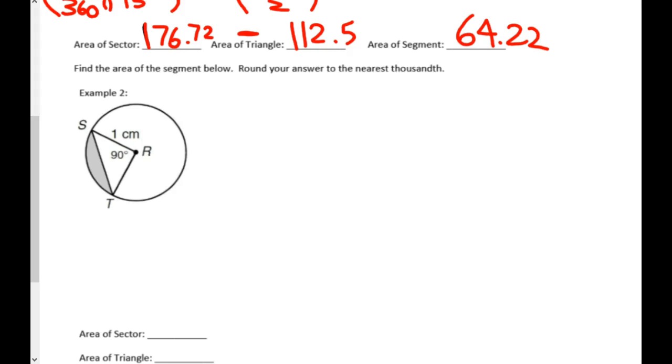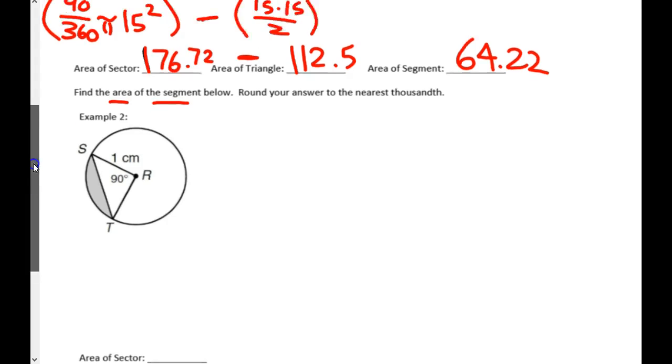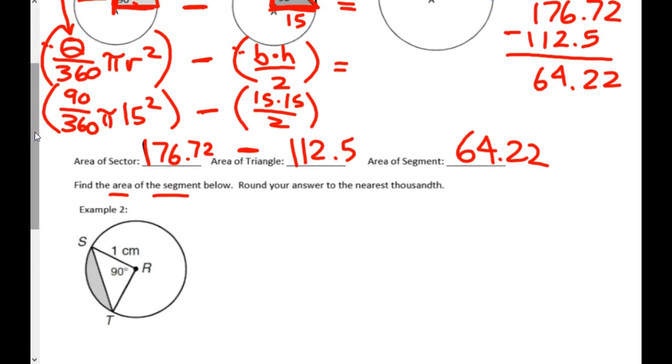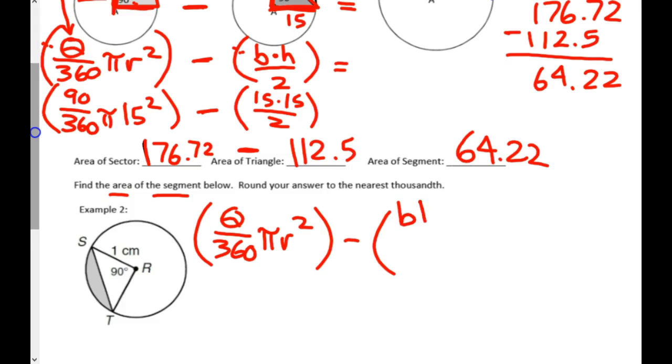So what does it say? Find the area of the segment. Same idea. So let's write these formulas again from up here, right here. So theta over 360 pi r squared minus base times height divided by 2. Same exact formulas. Sector minus triangle, okay? In fact, why don't we do that? Sector minus triangle.